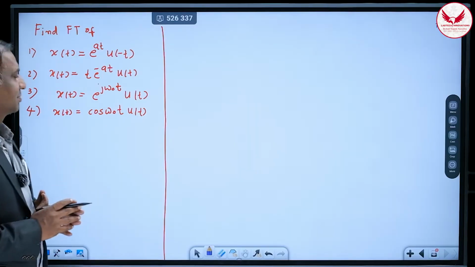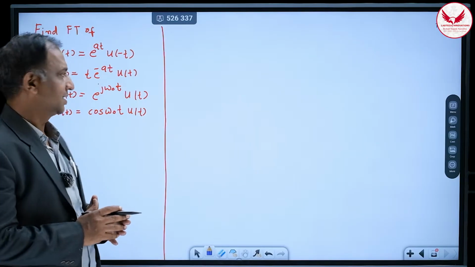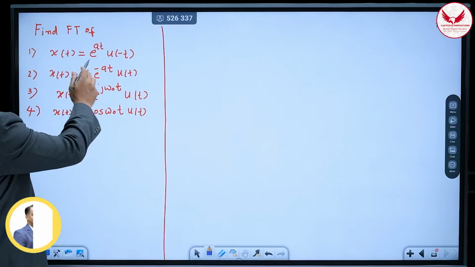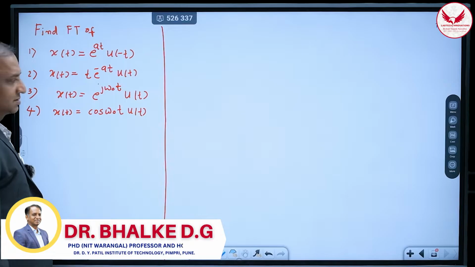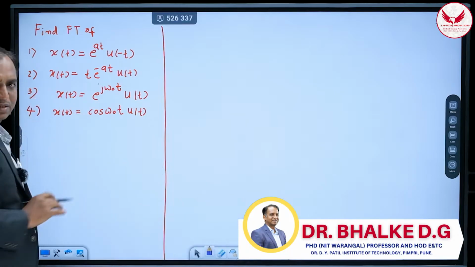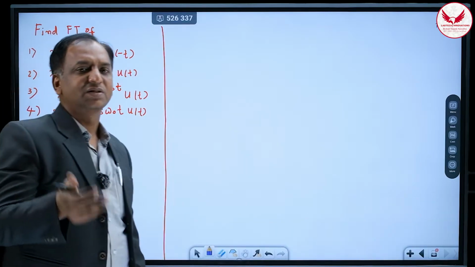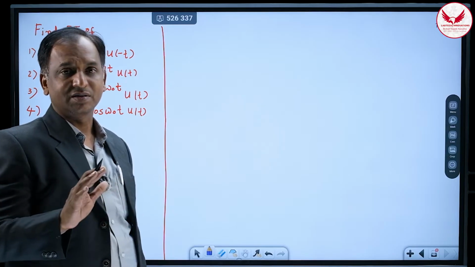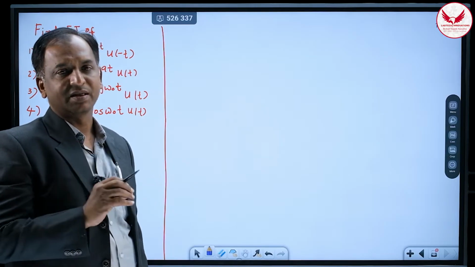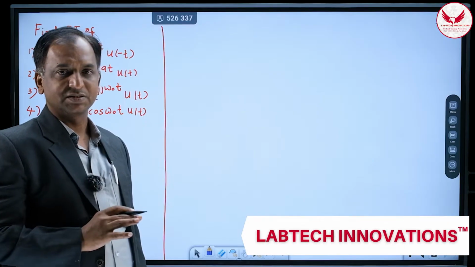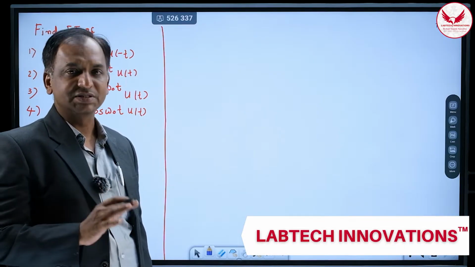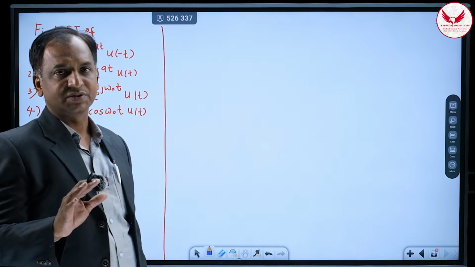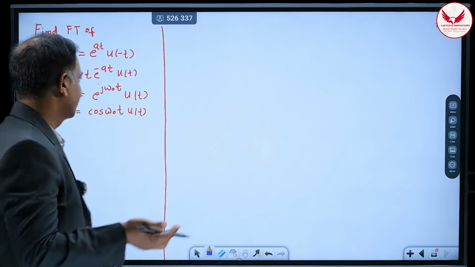Now we will solve problems on the Fourier transform by using properties. There are 4 problems given. First is x of t is equal to e raised to at u of minus t, and the other problems are there. Here you need not solve these problems using the Fourier transform formula. Directly you have to apply the Fourier transform properties and the Fourier transform of the basic signal. So within 2 to 3 steps you will get the answer to any question. Your problem will be made simpler by using the properties.